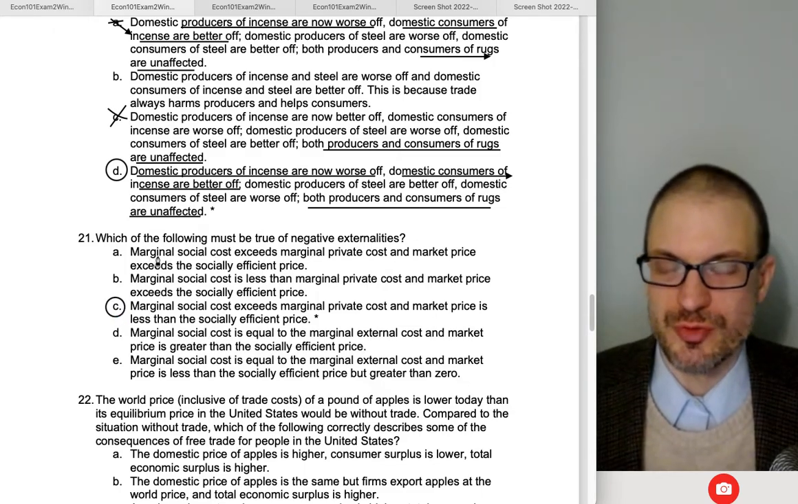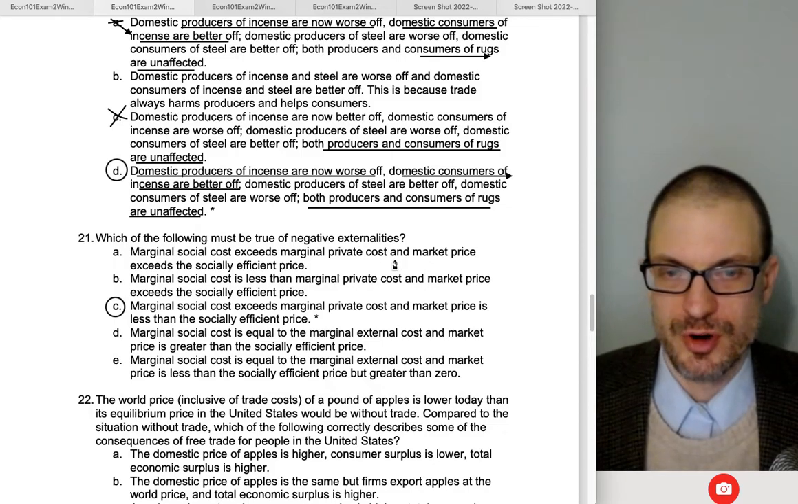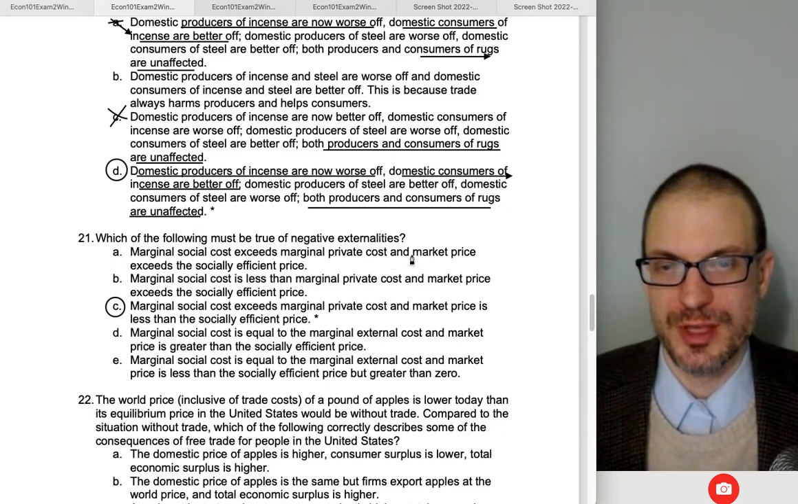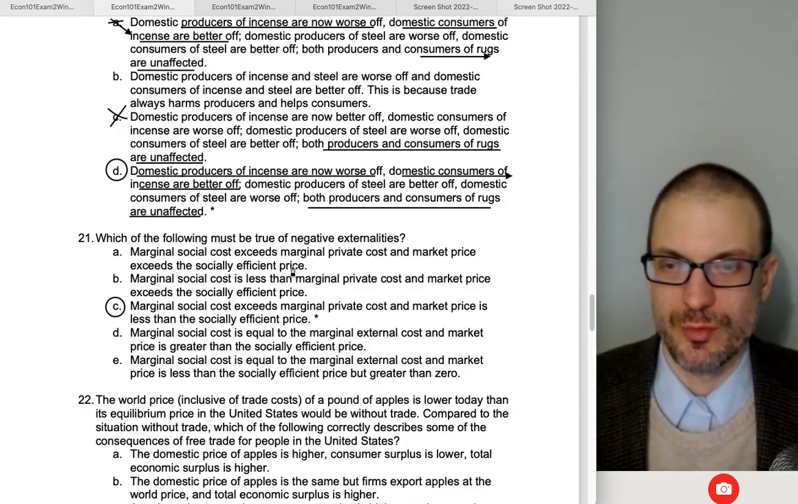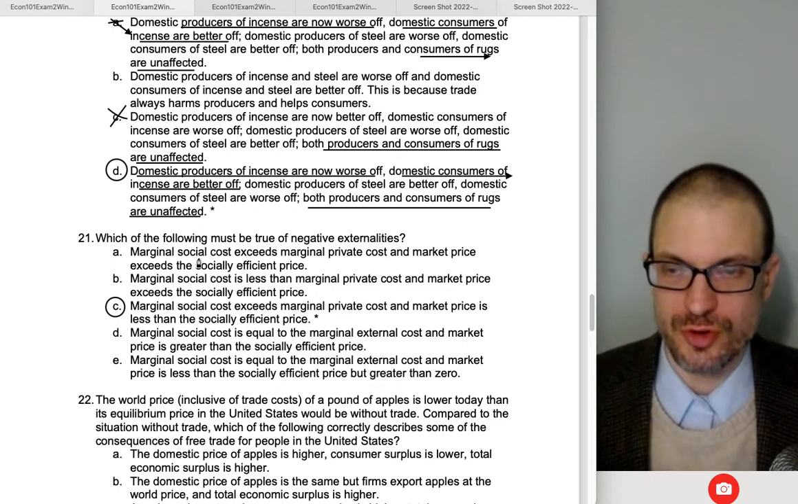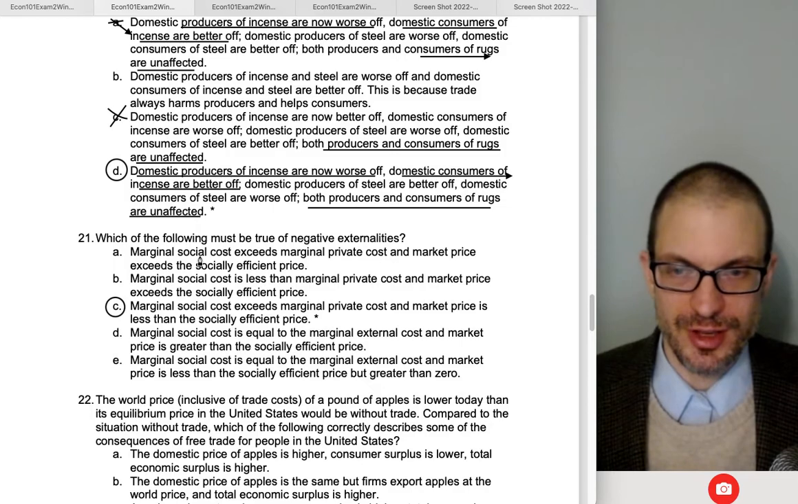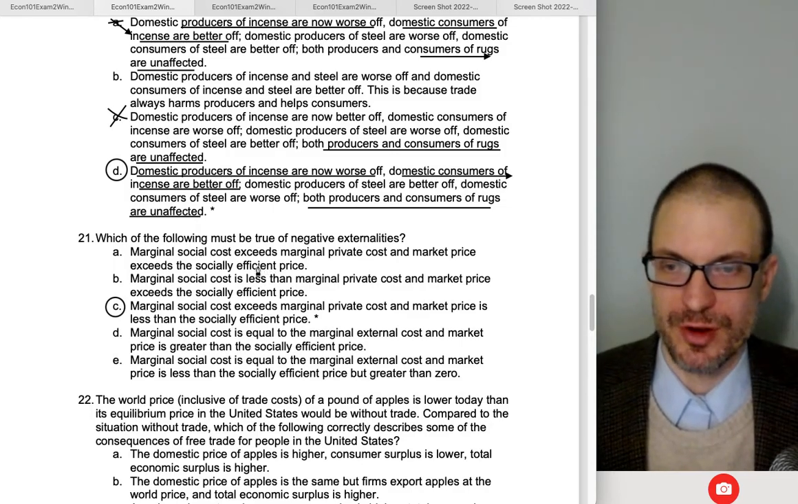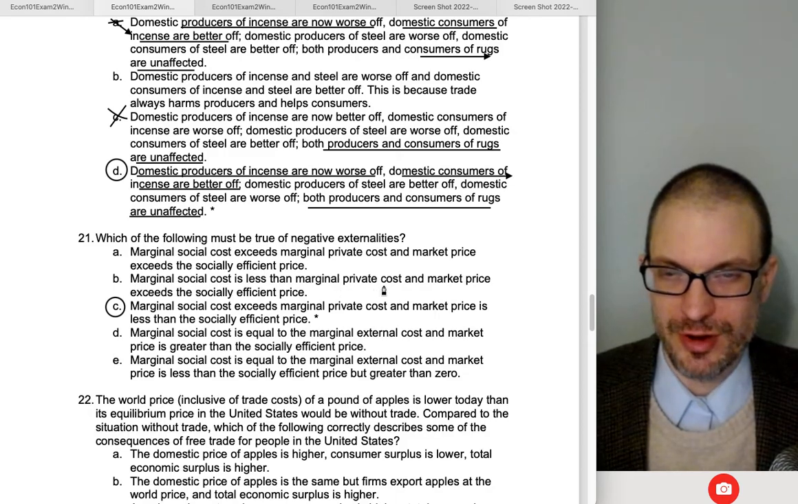Marginal social cost, let me just read the other ones. A, marginal social cost exceeds marginal private cost. Yeah. Marginal market price exceeds the socially efficient price. No, because the socially efficient price is going to be the one where the higher marginal social cost crosses marginal private benefit. The market price is the one that's actually going to happen, and that's where private benefit crosses private cost.